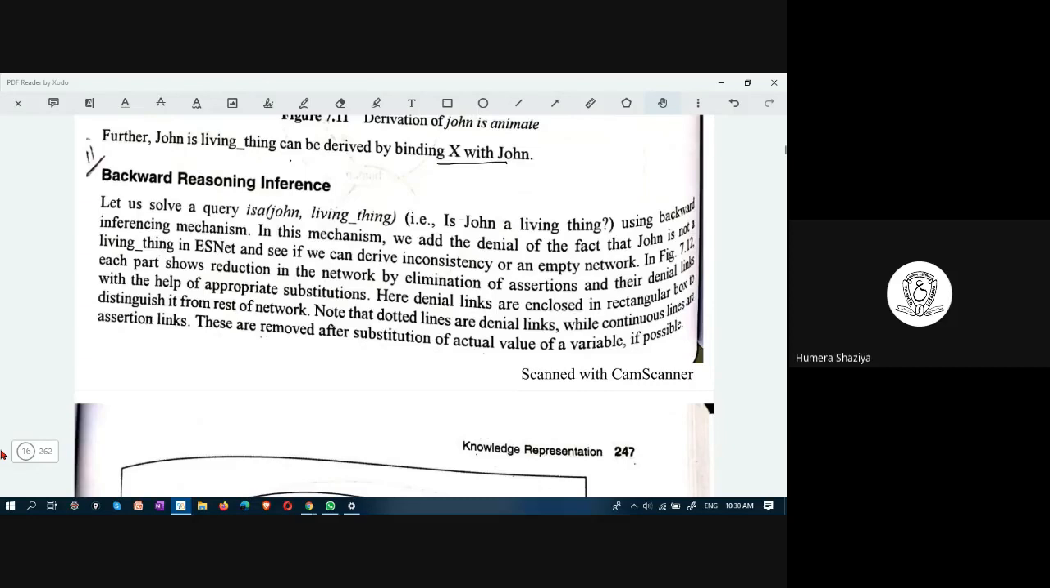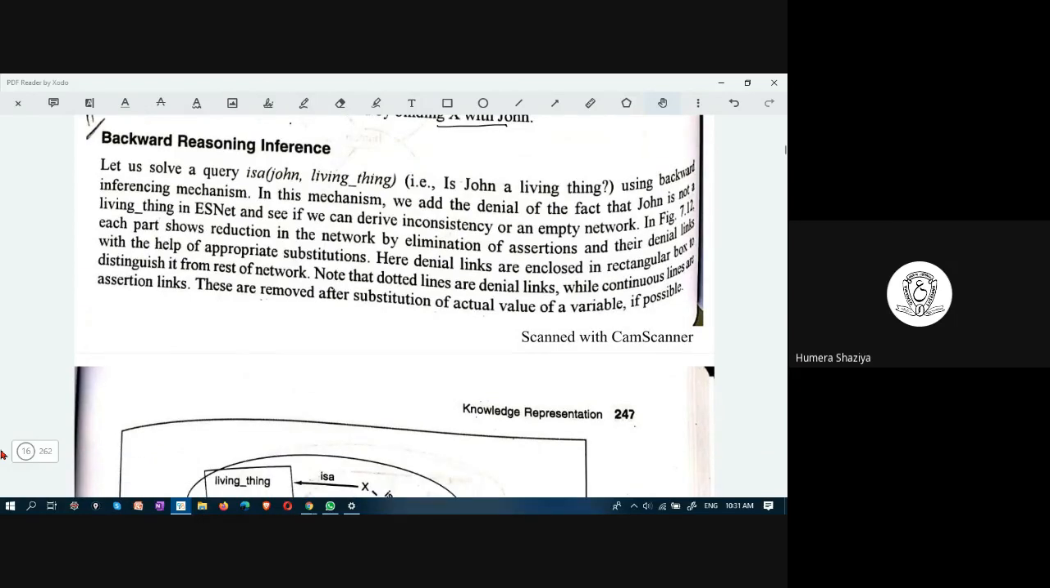That was forward reasoning inference. In forward reasoning inference, we could derive John is a human, John is animate, John is a living thing. We can derive three conclusions. In the backward reasoning inference mechanism, look at here what happens. John is a living thing.